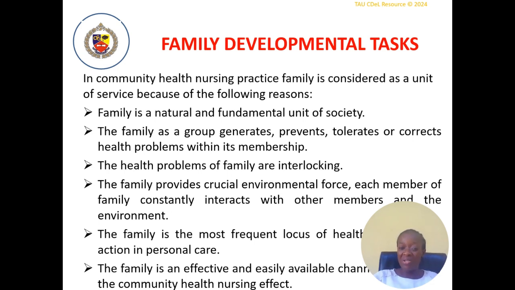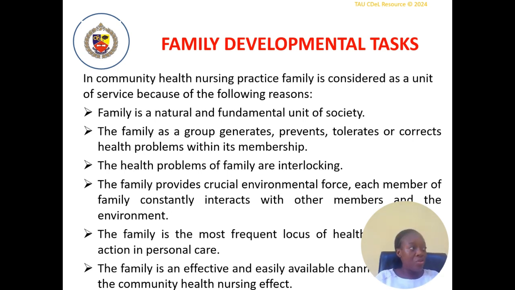In community health nursing practice, family is considered a unit of service. Why? Because of the following highlighted reasons. The family is a natural and fundamental unit of society. The family as a group generates, prevents, tolerates, and corrects health problems within its membership. Then, the health problems of a family are interlocking, or we can say they are genetic.